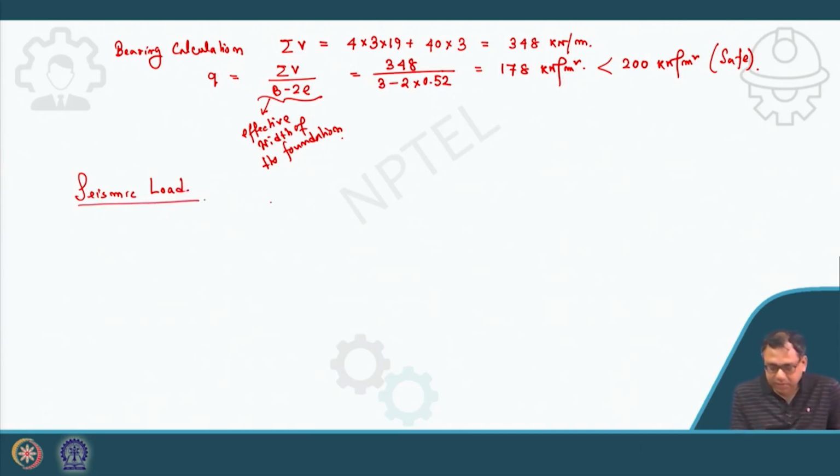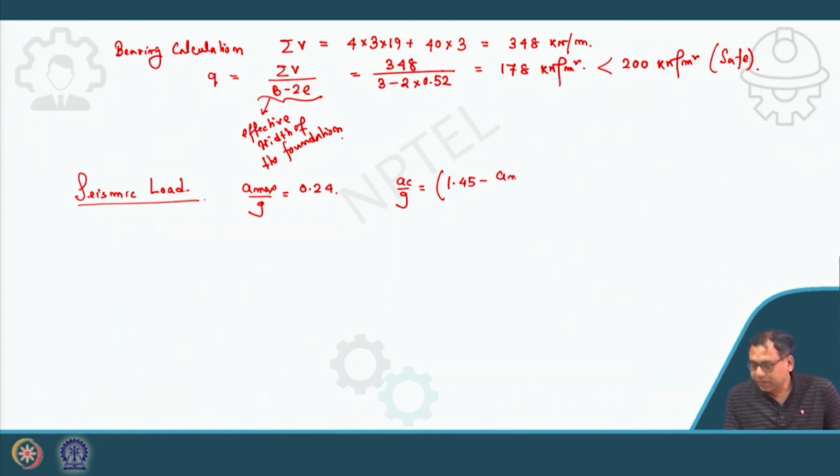Consider seismic load, because A max by G is given as 0.24. So I will calculate AC by G, which is 1.45 minus A max by G, into A max by G. So it is 1.45 minus 0.24, into 0.24. So it is 0.29.